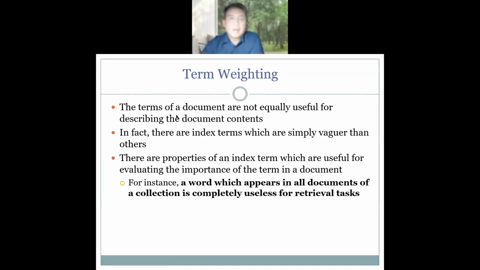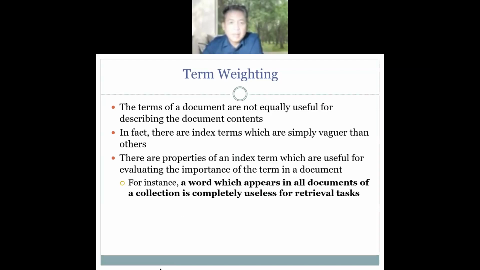In term weighting, the terms of a document are not equally useful for describing the document content. For example, in the Boolean model, we only use 0 and 1, but the number of occurrences of the term is not counted. So for that reason, term weighting is used to show how important a certain word is, depending on the number of occurrences of the term.